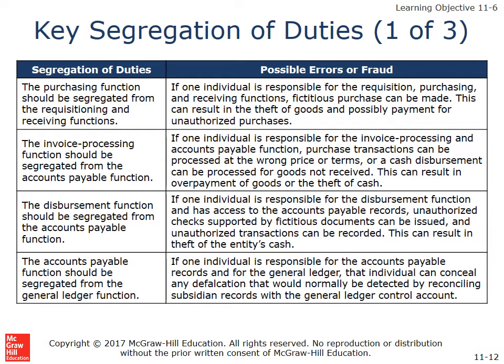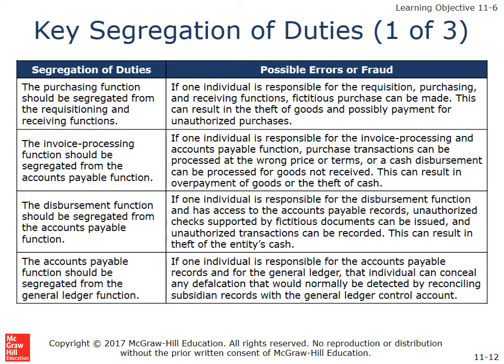Now, as an auditor, after understanding the major areas of the purchasing process, we also have to understand key segregation areas. So we want to make sure certain areas are especially segregated. The next few slides will talk about what we want segregated, and if it's not, the possible errors or fraud that could result. The first thing is the purchasing functions should be segregated from the requisitioning and receiving functions. So all three of those should be separated. If one individual is responsible for asking, buying, and receiving, you're opening yourself up to some fictitious purchases.